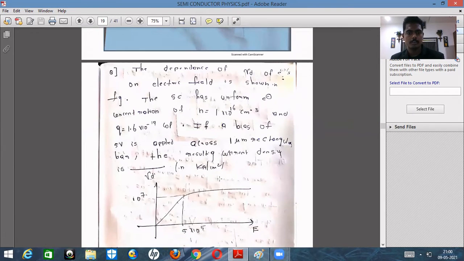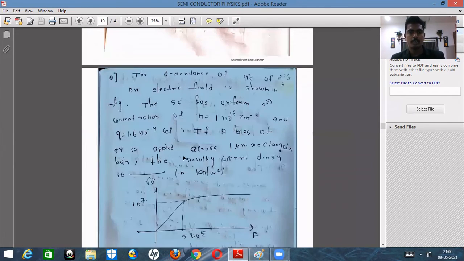You can see this problem. The dependence of drift velocity of the electrons on electric field is shown in the figure. So the drift velocity and electric field intensity have been given. We already know that 10 power 7 is the maximum value, and the maximum value occurs at 5 into 10 power 5 volt per centimeter.